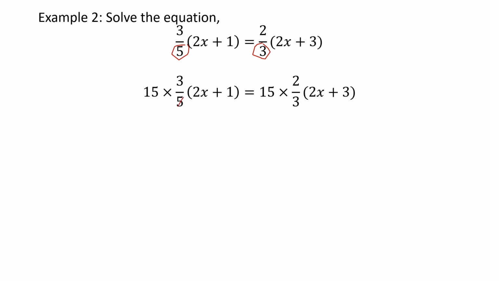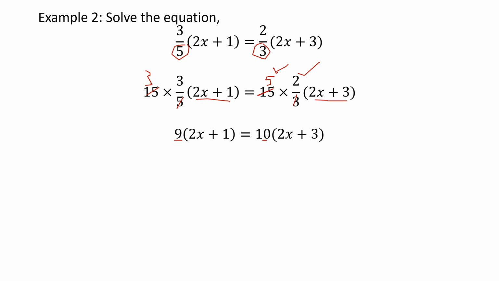So 5 into 5 is 1, 5 into 15 is 3, right? At the same time, 3 into 3 is 1, 3 into 15 is 5, right? Now let's simplify. 3 by 3 is 9, so 9 is now multiplying x plus 1, like this. This 3 by this 3 will give us 9. So 9 is now multiplying 2x plus 1. At the same time, this 5 by 2 we get 10. So this 10 is now multiplying 2x plus 3.